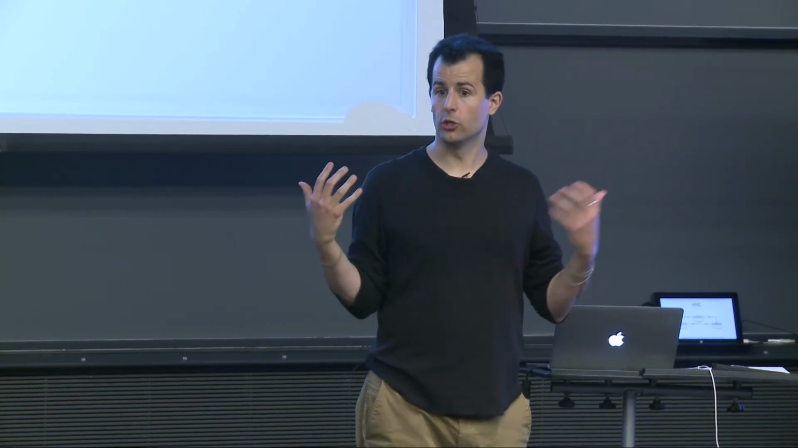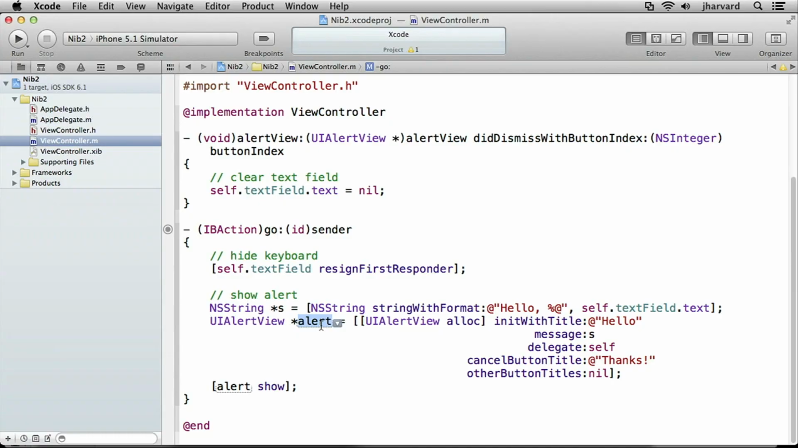Myself. And literally, I pass in, therefore, self. Now, this works because the UIAlertView object knows to send the message called alertView:didDismissWithButtonIndex: to its delegate. If it's nil, no big deal. It's going to send the message into a black hole, so no one hears that message.